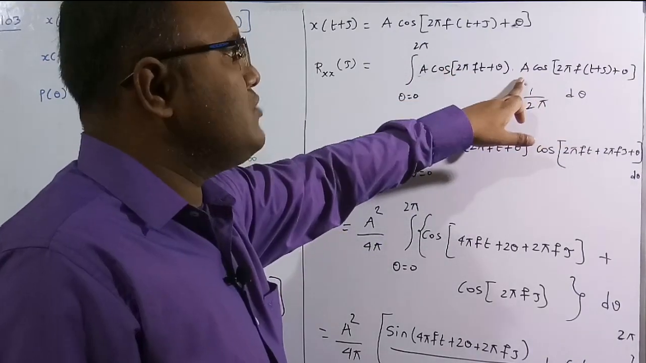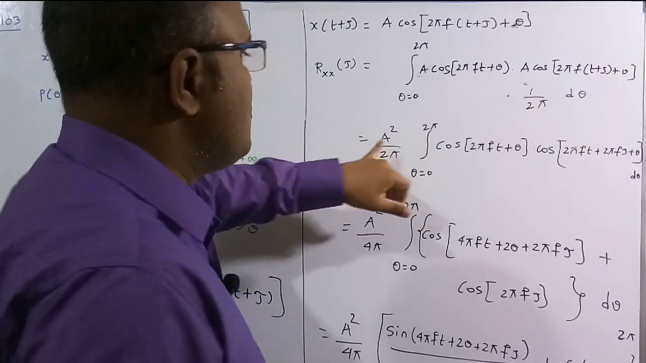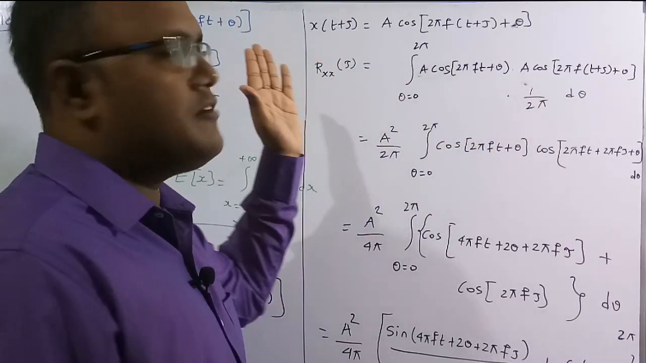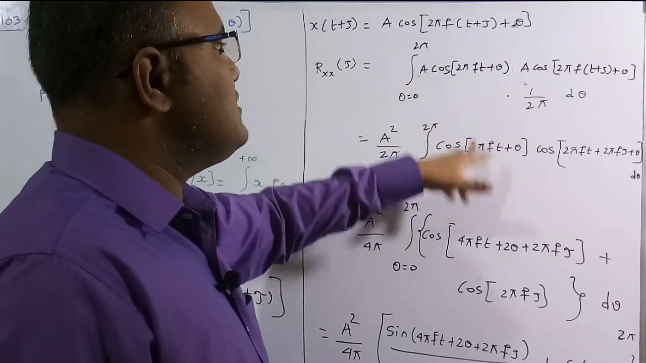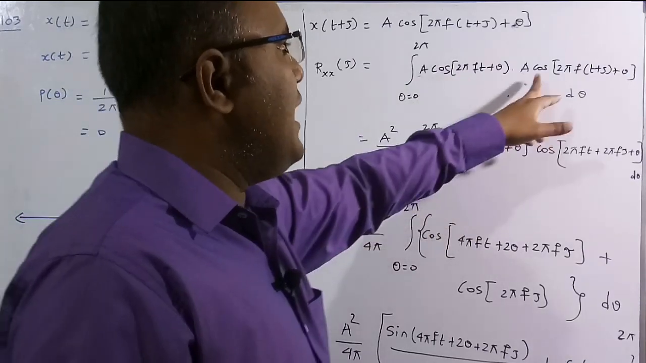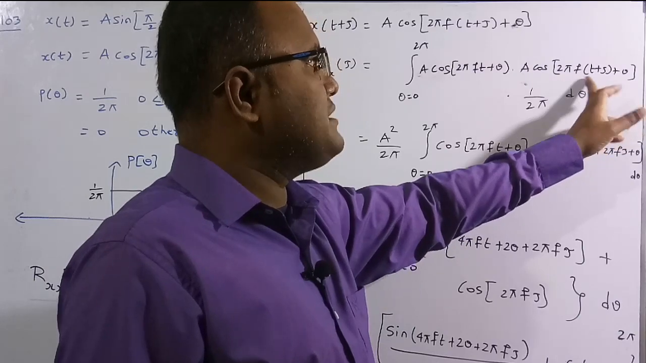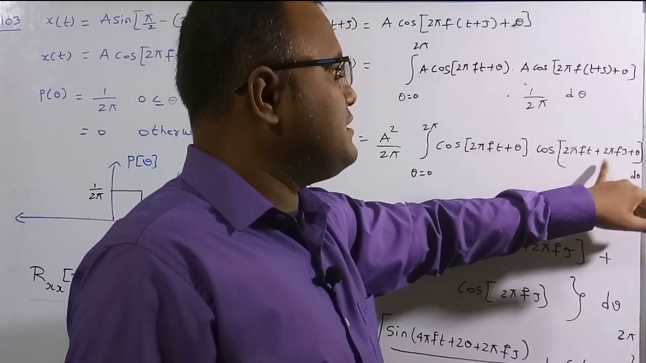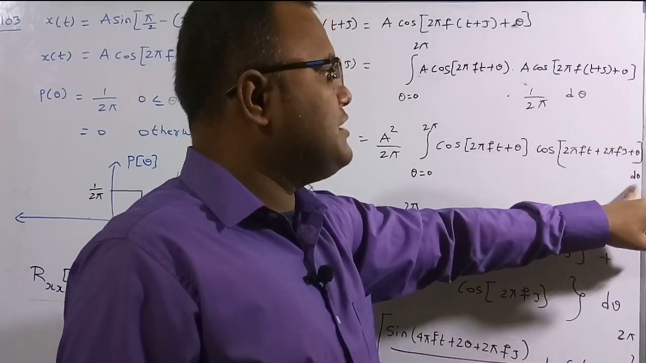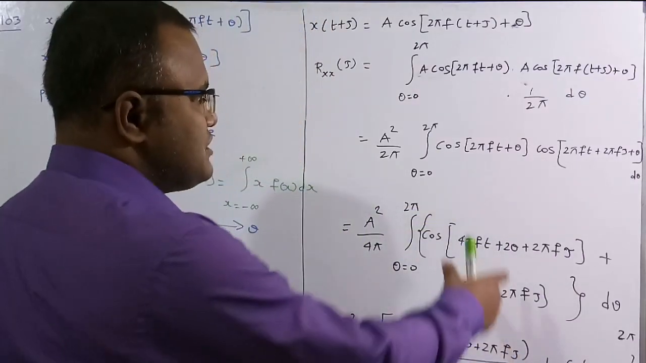Here a into a becomes a square by 2 pi. So a square by 2 pi, I am going to take outside of the integration. Then the remaining thing is cos of 2 pi f t plus theta and cos of 2 pi f t plus 2 pi f tau plus theta, into d theta. Now I have to do the integration for this one.